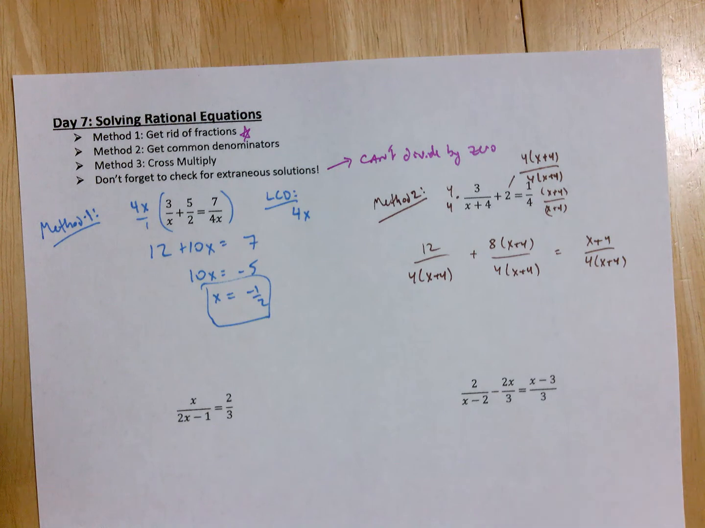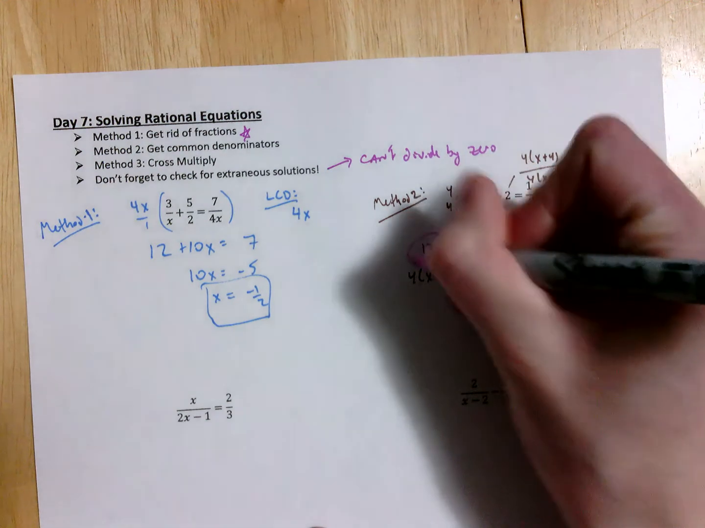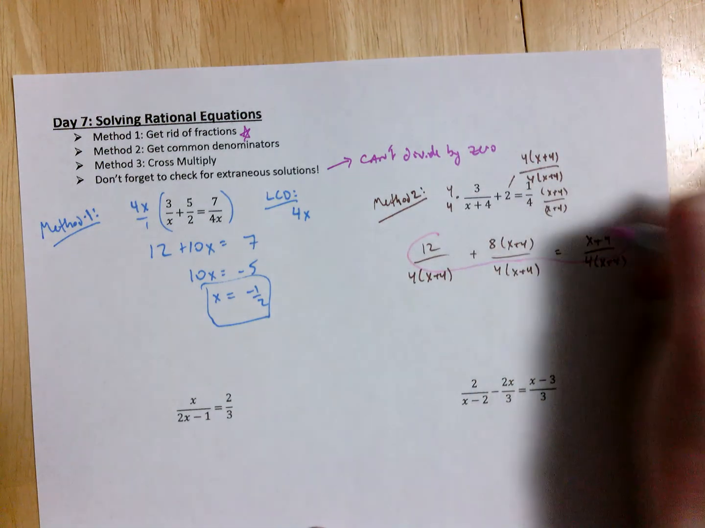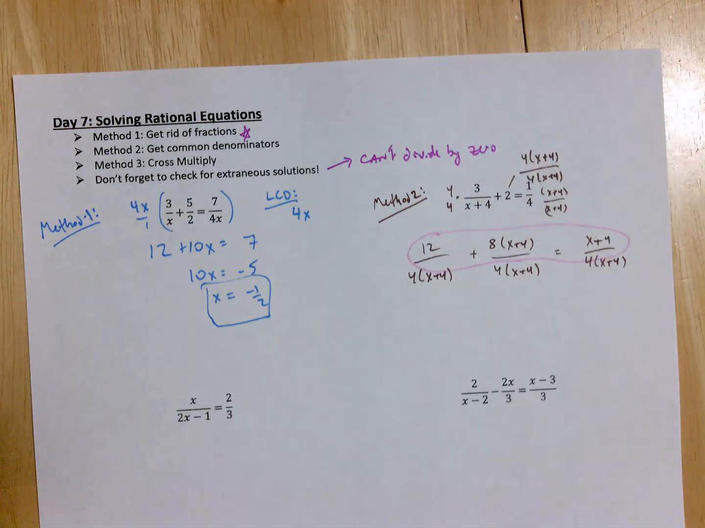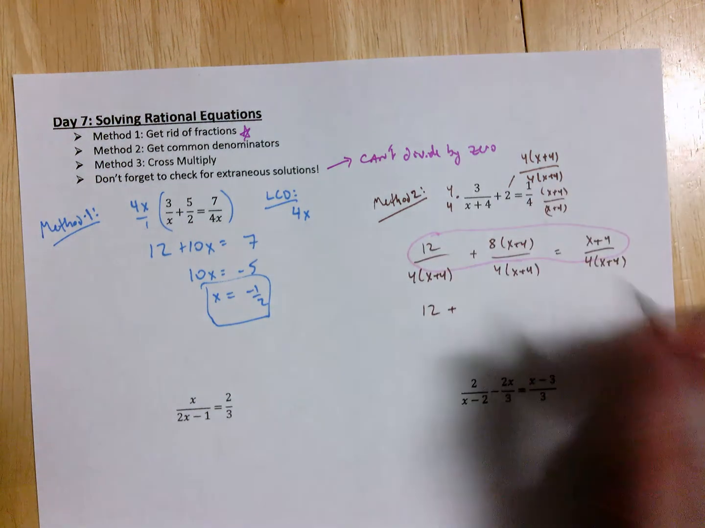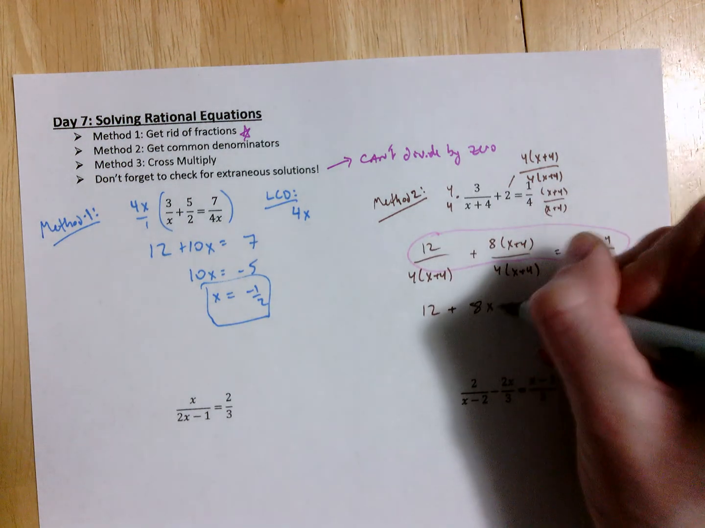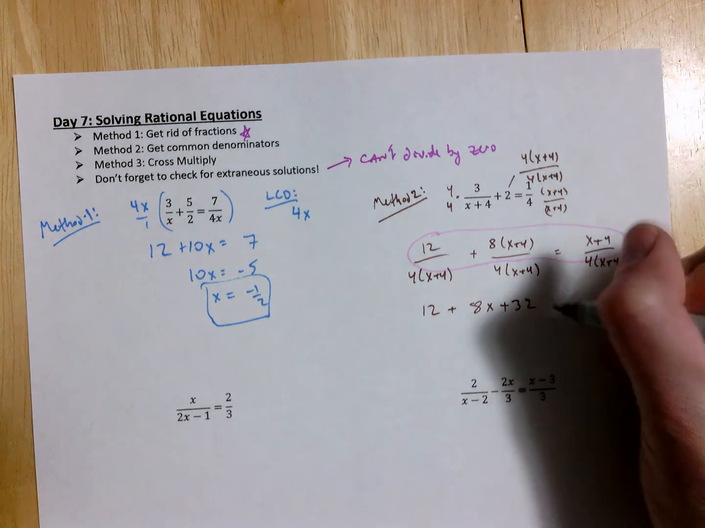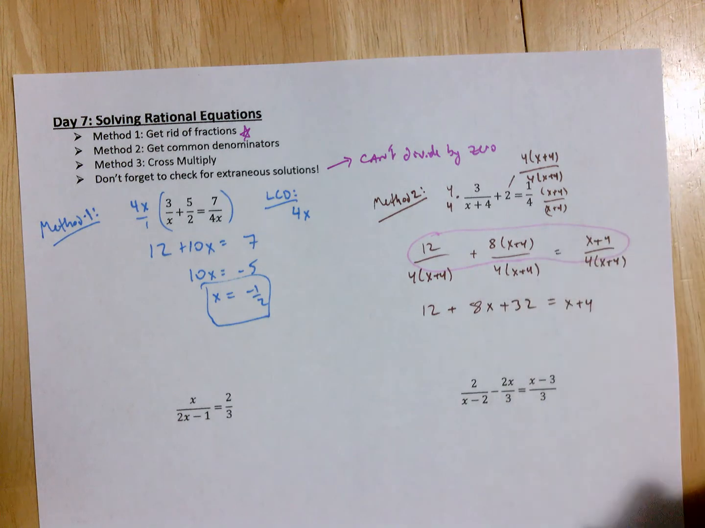Okay? All right, so from here, the next thing that you want to do, once you get common denominators, is you're just solving the equation that is the numerator. So in this case, my equation is going to be 12 plus, and I'll go ahead and just distribute that as I go, 8x plus 32 equals x plus 4.